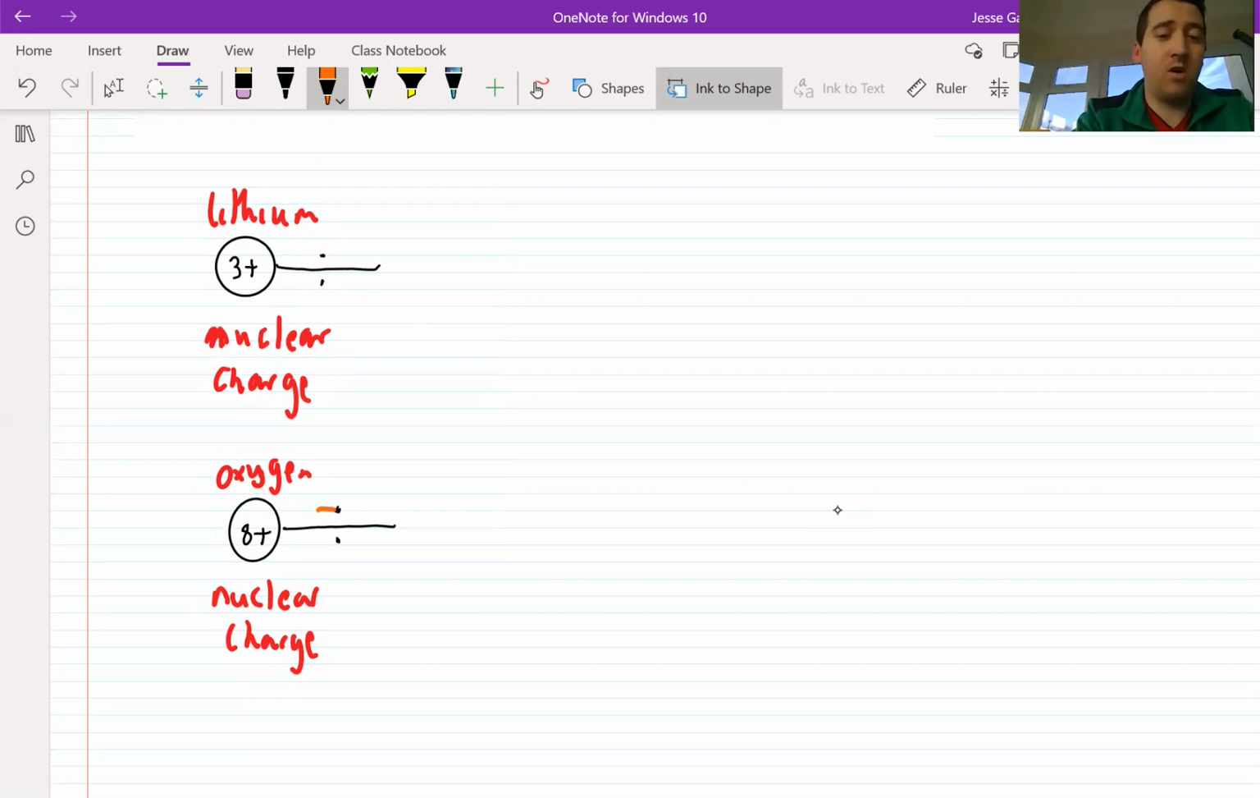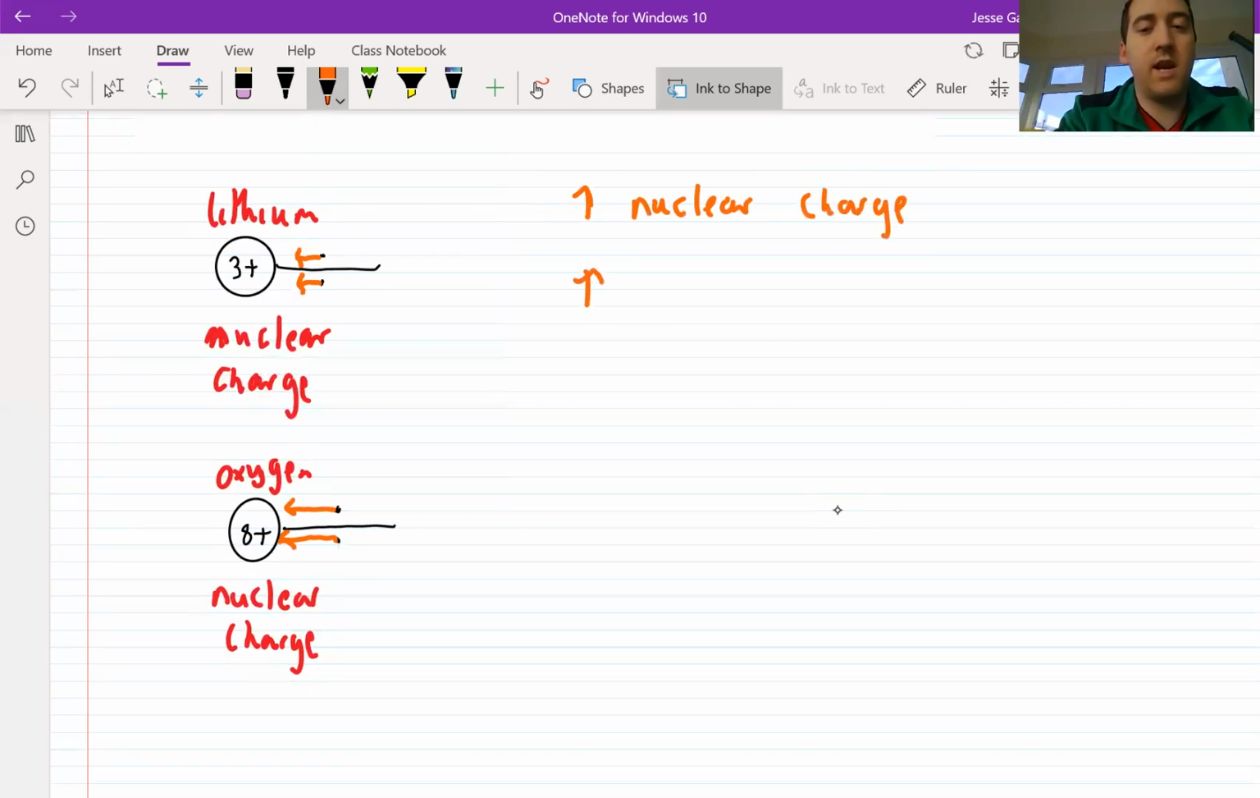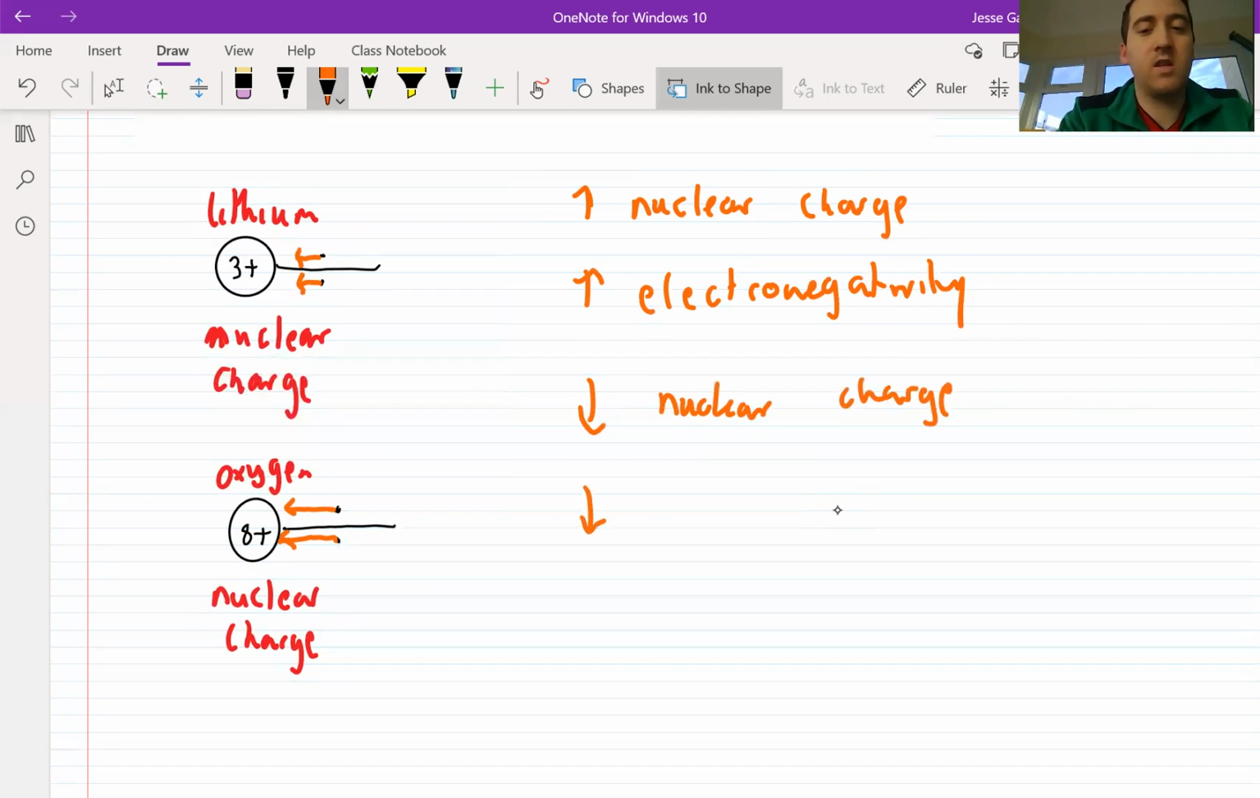The oxygen, I'm hoping you realized, is going to have a greater affinity for the electrons. So relative to the oxygen, the lithium has a lower affinity shown by the shorter arrows. Oxygen has a greater affinity shown by the longer arrows. So obviously, the bigger the nuclear charge means bigger electronegativity. And obviously the opposite is also true. A smaller nuclear charge is going to result in a lower electronegativity.